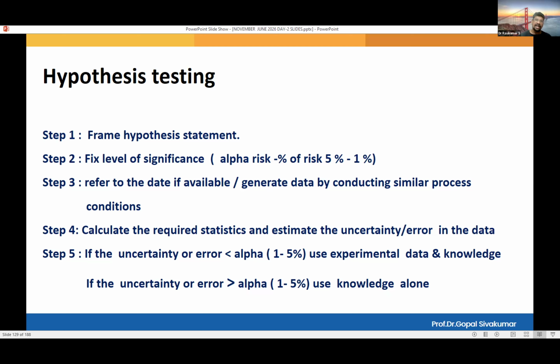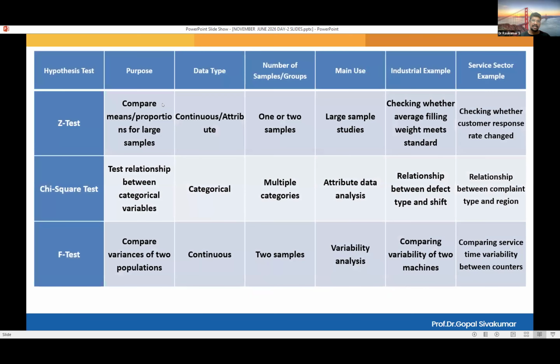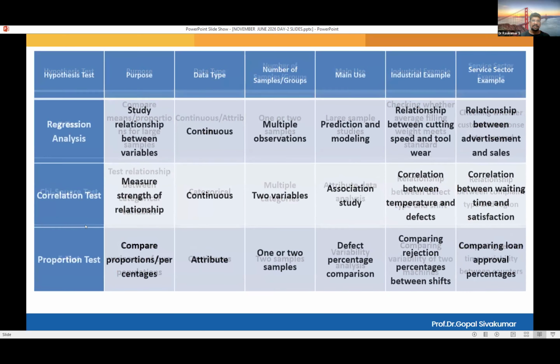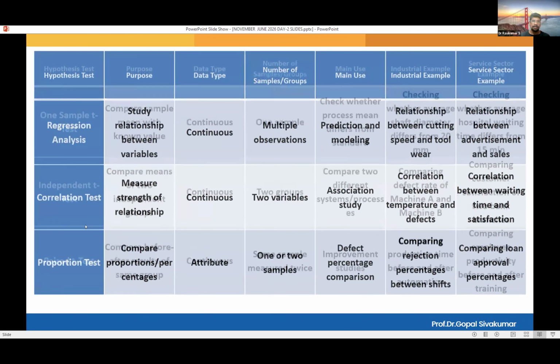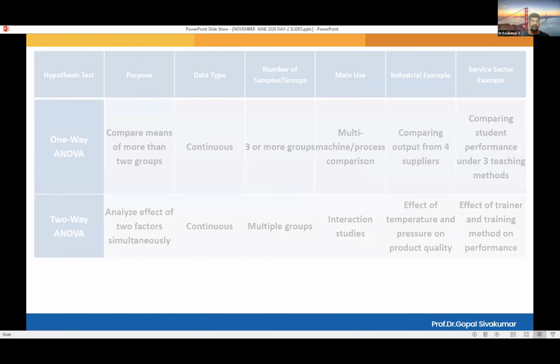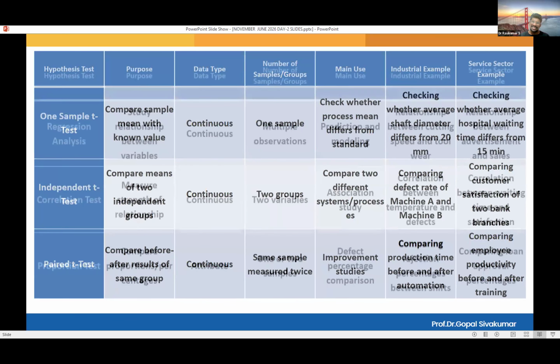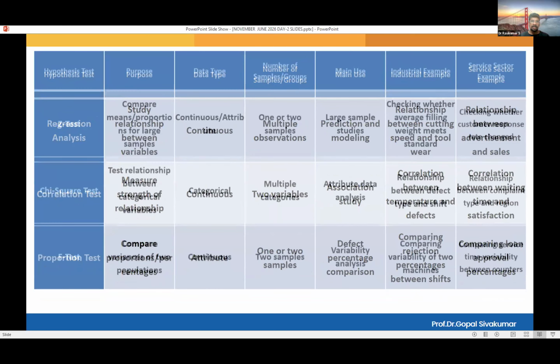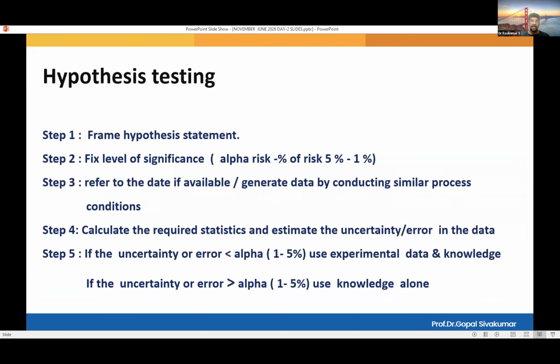You have a lot of different types of hypothesis tests: Z test, regression analysis, correlation and proportion test, one sample t test, independent t test, paired t test, one way, two way, a lot of tests are there. It's all very easy, guys. Don't worry about it. So you are going to use the correct statistics and estimate that error.